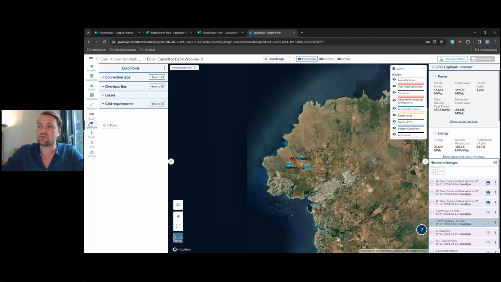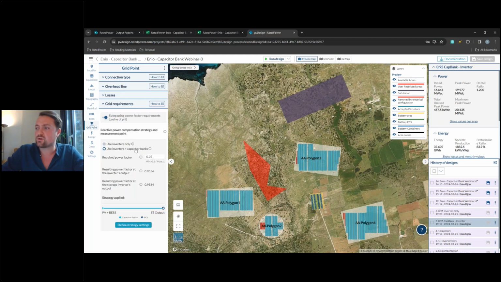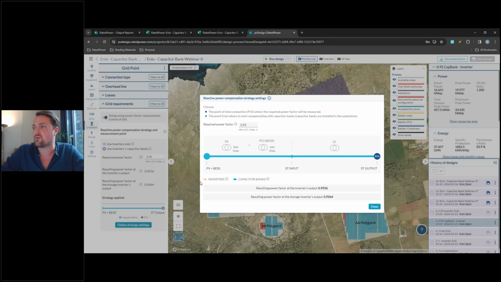As we said, in the grid point section, in the grid requirements tab, if enabled, we can choose the strategy that we want for the reactive power compensation for this design. In this case, it's a hybrid compensation method using both inverters, so basically oversizing the inverters, and also using capacitor banks. The required power factor at the point of interconnection is 0.95.